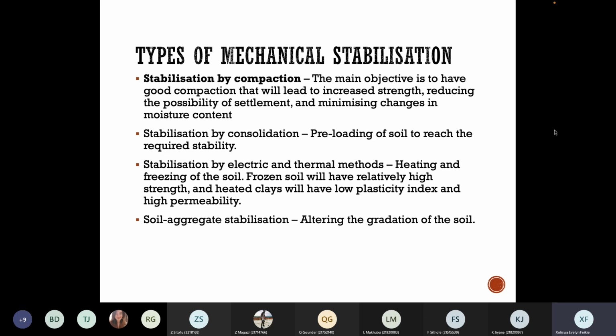By compaction, the main objective is to have good compaction that will lead to increased load capacity, reducing the possibility of settlement and minimizing changes in moisture content. In stabilization by compaction, they talk about settlement. It's the first time we come across this word. Let's make an example. A stockpile is a pile of soil, whereby, let's say you're excavating soil. Remember I said, okay, you have a section of road, you realize that, oh no, man, this material that we have here is not going to be suitable.